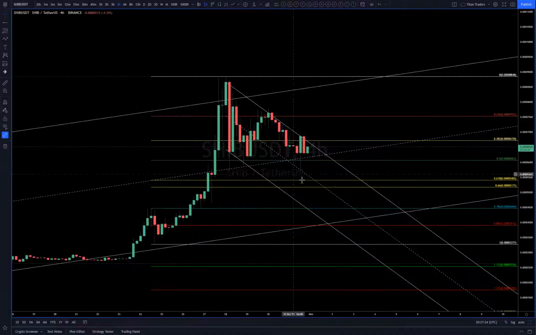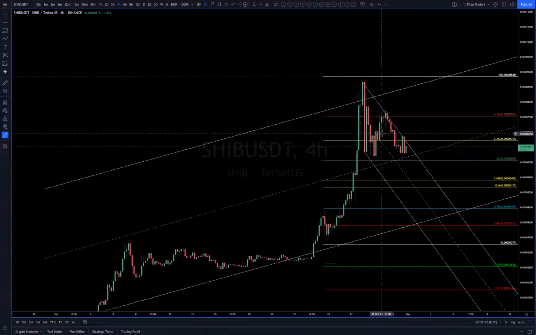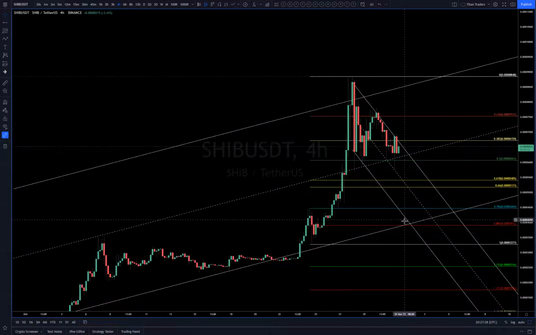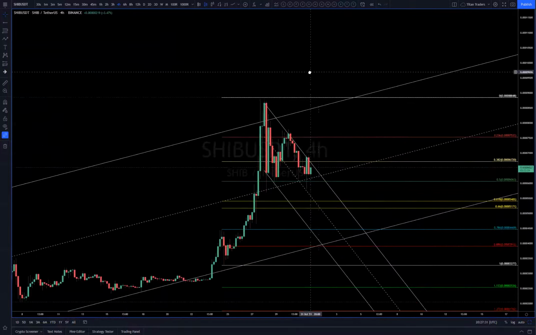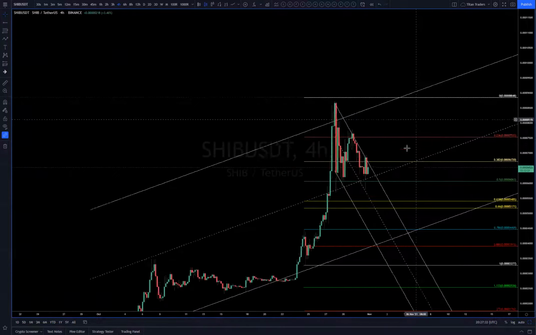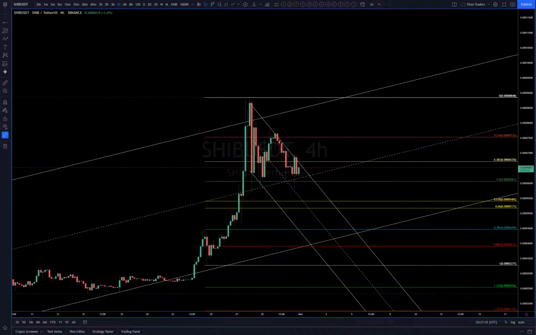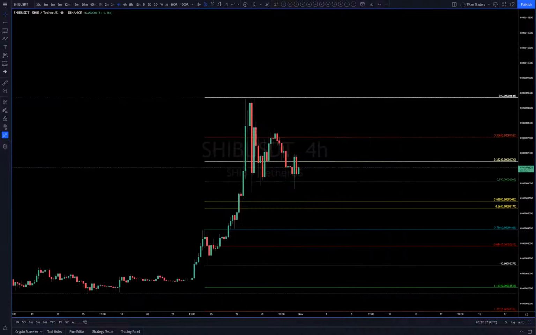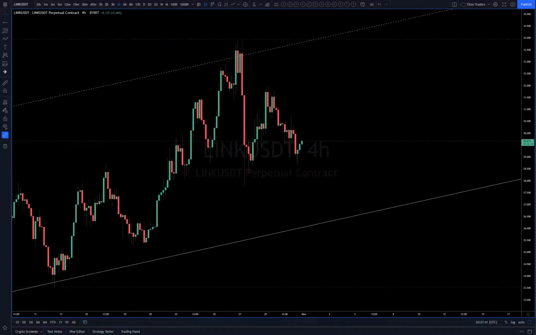But overall, if it does break down, there is that possibility we could move up on the bigger scale of things, and that's a big could. Anyway, that's it for SHIB. Moving over to Link.